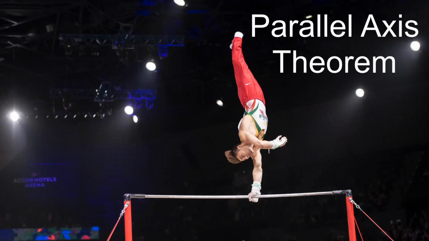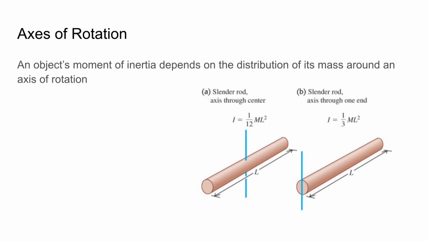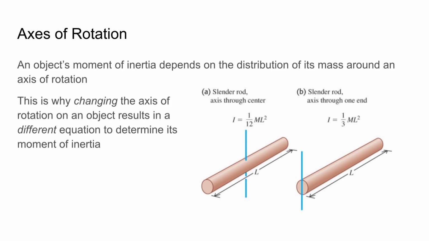In this lesson, we're going to discuss the parallel axis theorem. As we've discussed, an object's moment of inertia depends on the distribution of its mass around an axis of rotation, which is why changing the axis of rotation on an object results in a different equation to determine its moment of inertia. You may have noticed this from our equation sheet.